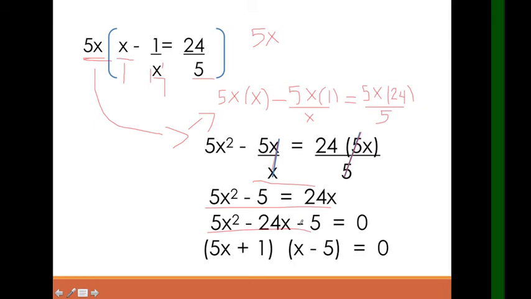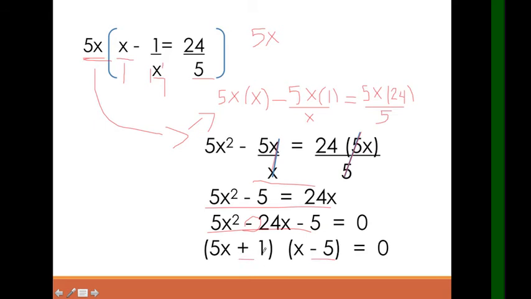Kasi meron tayong negative, so ibig sabihin, they don't have the same sign. Yung 1, pwede siyang negative or positive, or yung 5, pwede siyang negative or positive. Ibig sabihin, they don't have the same sign. So, ano magiging basis natin? Yung gitna. Ano ba yung gitna? Negative. So, yung negative, siya yung sign ng biggest number. Ano yung mas malaki? 5 or 1? 5. That's why, nasa 5 yung negative. At positive naman, si 1.